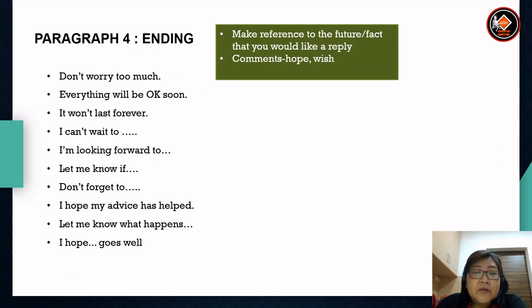Then for paragraph 4, which is the ending, remember that you can make reference to the future or the fact that you would like a reply. Then you can even write comments or your hope or wish. Don't worry too much. Everything will be okay soon. It won't last forever. I can't wait to. I'm looking forward to. Let me know if. Don't forget to. I hope my advice has helped. Let me know what happens. I hope it goes well.